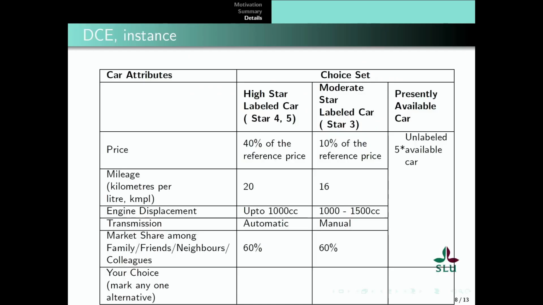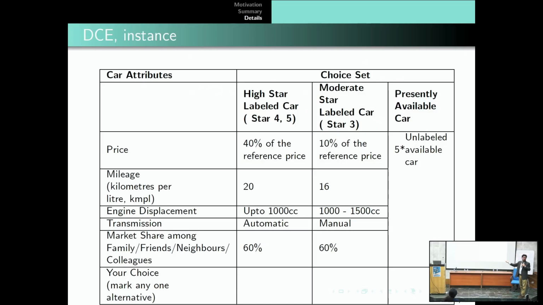The high star label, that is going to take value 4 or 5, was going to be showing you the most efficient cars. The medium or moderate star label was going to be showing you the moderate efficient cars. And then we asked them to choose either the presently available alternative.